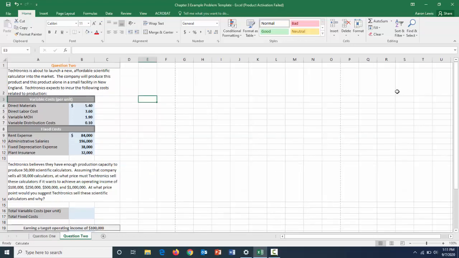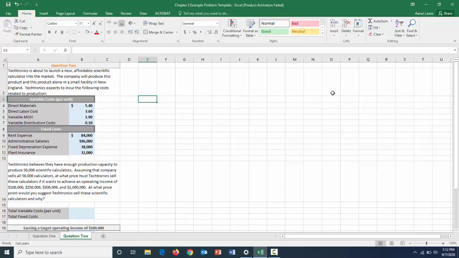In question 2, we're going to do a target pricing example. Tektronix is about to launch a new affordable scientific calculator into the market. The company is going to produce this product and this product alone in a small facility in New England, and they have the following costs calculated already.